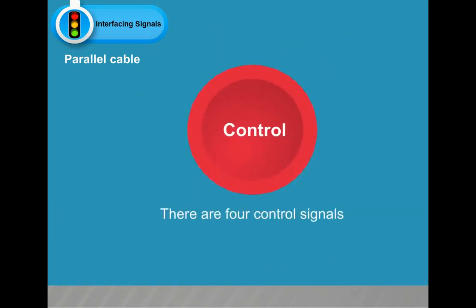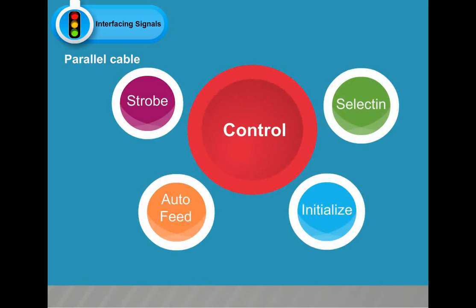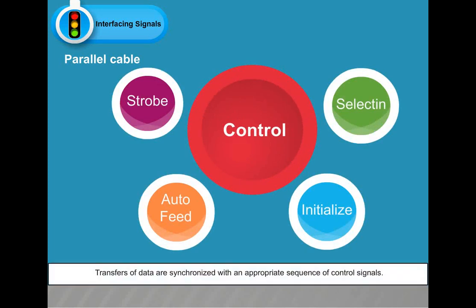Control. There are 4 control signals such as strobe, auto feed, initialize, select in. Transfers of data are synchronized with an appropriate sequence of control signals.